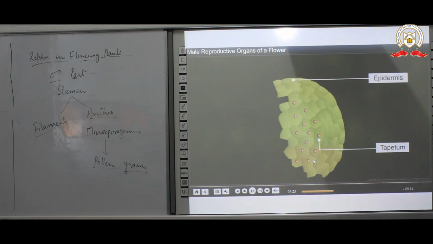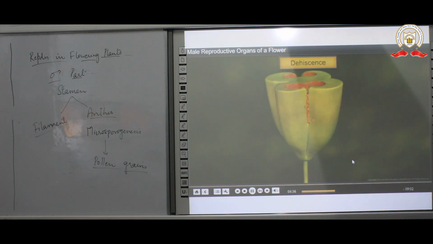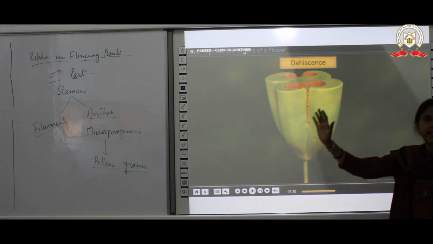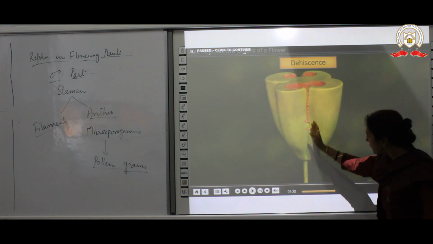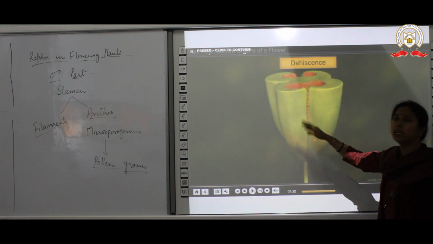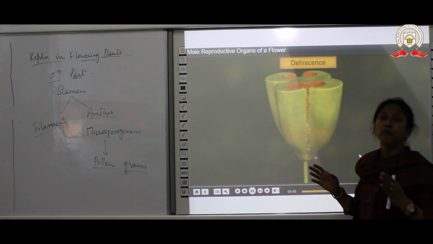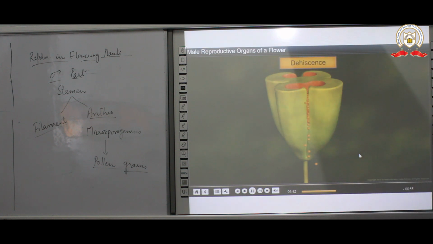The epidermis, endothecium, and middle layers protect the microsporangium as well as aid in dehiscence. Now you see that all these layers are protecting, and when there is fission in the longitudinal section, they also help in the splitting, in the dispersal and the release of pollen grains. But the tapetum cells are helping in the process of providing nourishment.